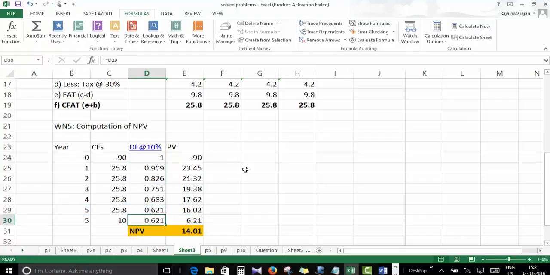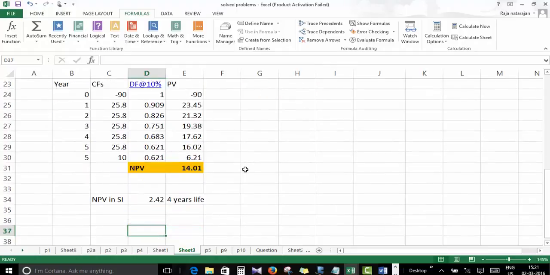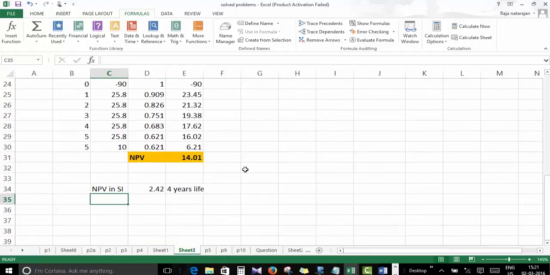So when I do this and when I multiply the cash flows with a discount factor, I get the PV. And this calculation tells me my NPV in scenario 2 is going to be 14.01. So let me write NPV in scenario 2 is 14.01 when the life is 5 years.